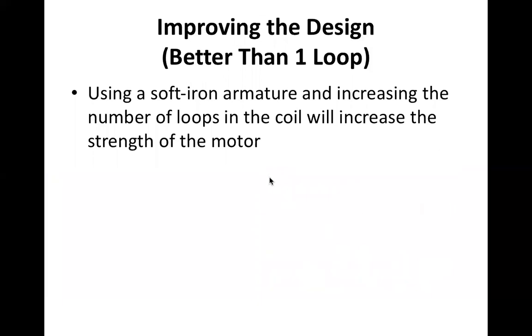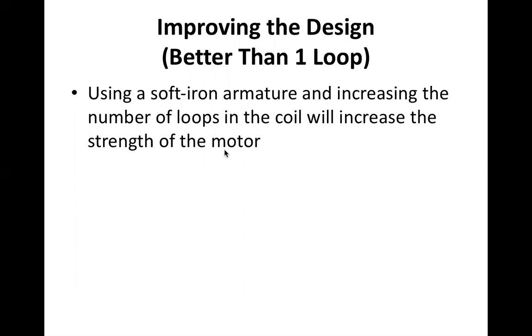So I highly encourage you to go to your textbook, page 568 to 569, and take a more detailed look at those diagrams and explanations. And just talking about improving the design better than that one loop design that we had in the diagram so far. If we use a soft iron armature in the middle and increase the number of loops in the coil, this will increase the strength of the motor.